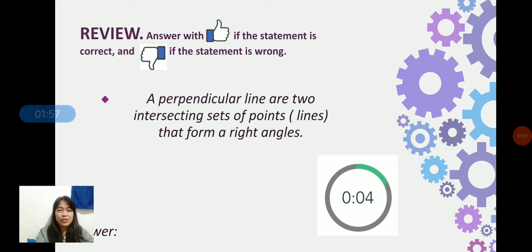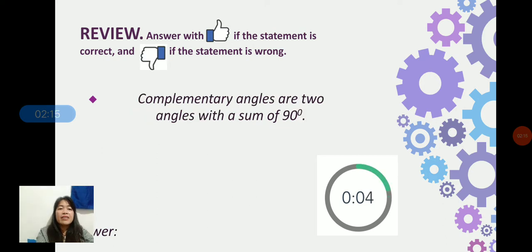Next question. Perpendicular lines are two intersecting sets of points or lines that form right angles. Is it correct or not correct? Yes, this statement is correct. And we have, complementary angles are two angles with a sum of 90 degrees. Now, is this correct or not? Let's see. Yes, so this statement is correct.